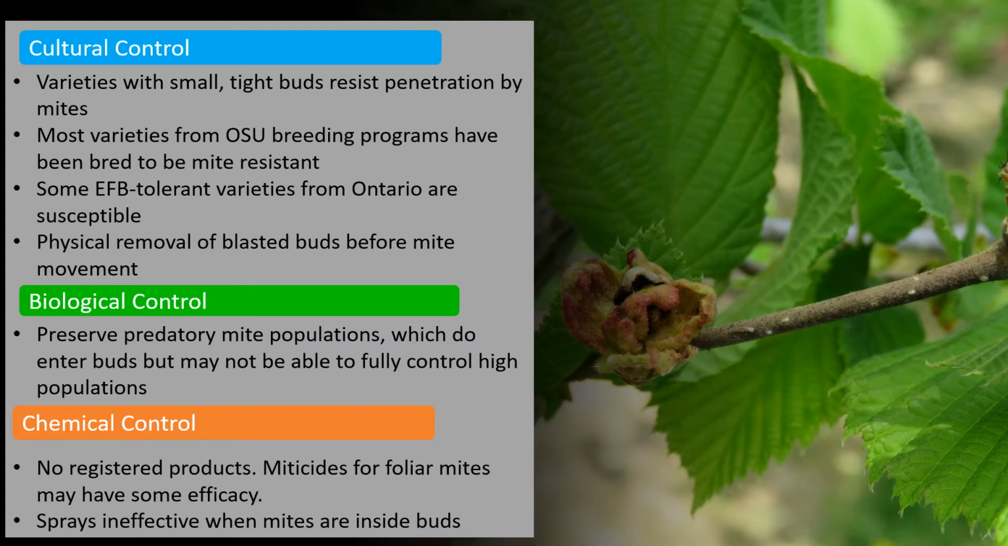Just going to touch on some general management of the mites. First is varieties. Research has shown that varieties with small, tight buds tend to resist penetration by the mites. And the majority of varieties that have originated out of Oregon through their breeding programs have been bred to be resistant to bud mites. So as a rule, if you're growing Oregon varieties, you won't have a lot of bud mite problems. However, what we found is that some of the varieties selected from Ontario and the Northeast for their tolerance to eastern filbert blight do tend to be quite susceptible to bud mites. So for some growers, this may have to be something you have to balance. If you're looking for fresh market EFB tolerant varieties, you may have to deal with a bit more bud mites.